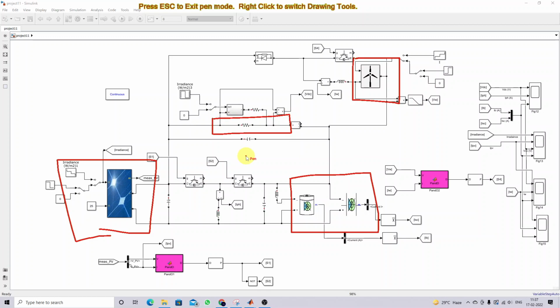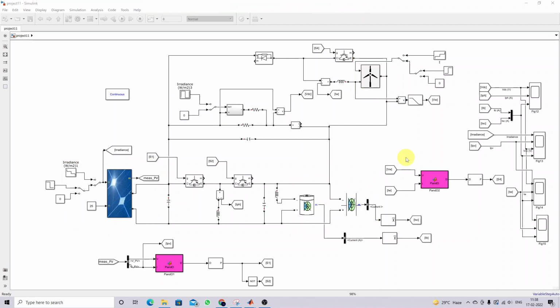Okay, so it consists of ports: port 1, port 2, port 3 and port 4. Here there are 3 input ports and one output port, so it is known as a multiport converter.